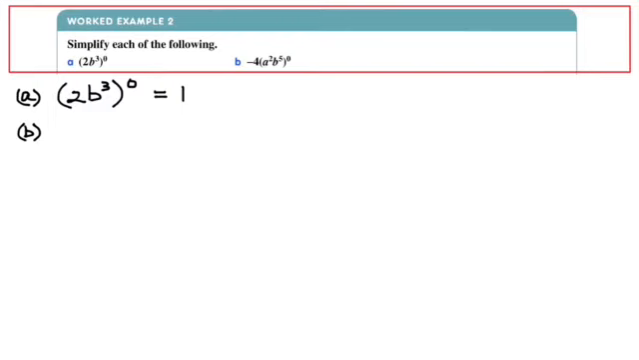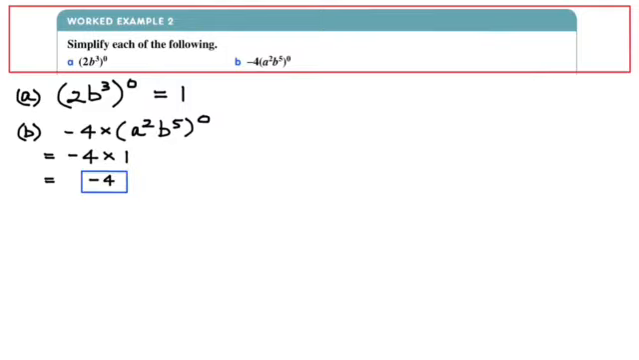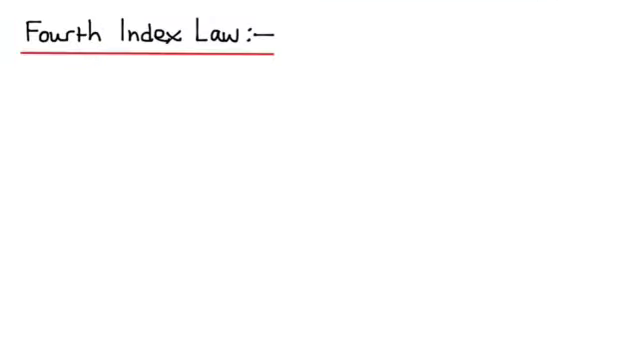Okay. B. What's that thing? Goodness. Well, I've just put a little multiplication symbol in there just to show you that that first thing is multiplied by the thing in the bracket to the 0. So the thing in the bracket to the 0, you know what that comes to, don't you? Yes, it equals 1. So we've got minus 4 times 1, which, as you know, is minus 4, and that's the answer. Okay? No problem, guys. Fourth index law, 3 down, 3 to go.